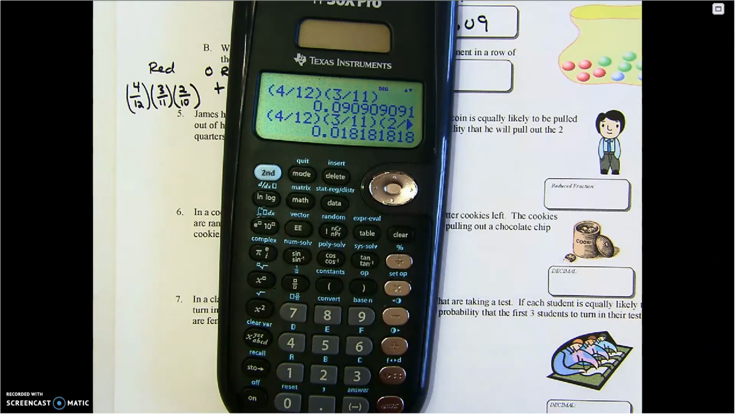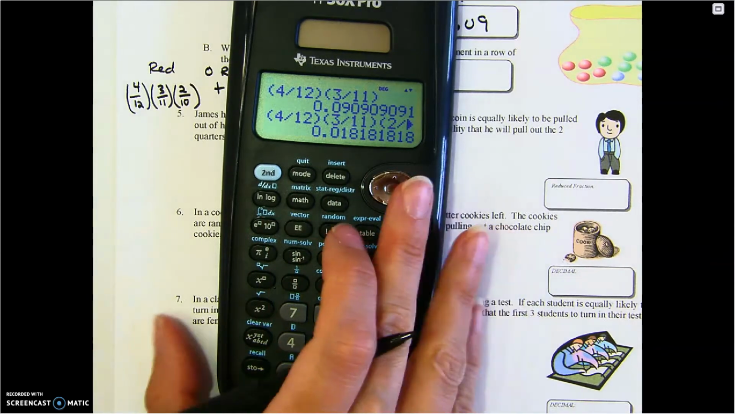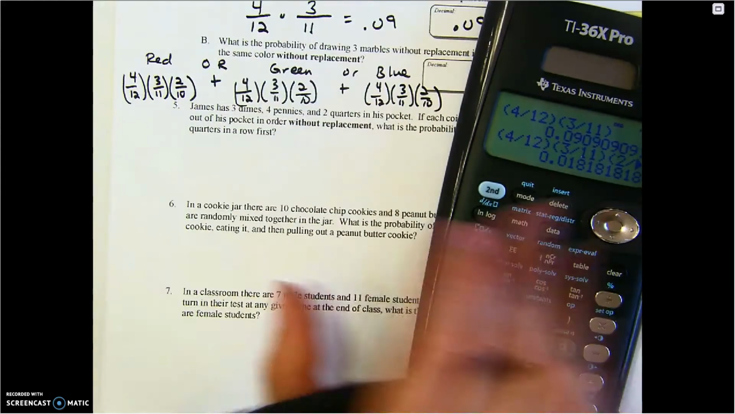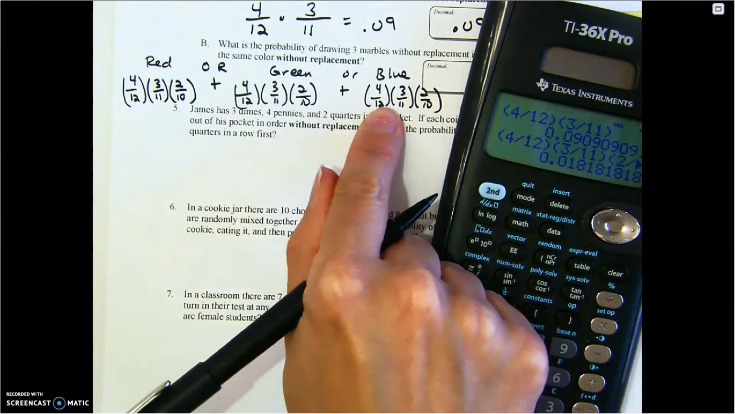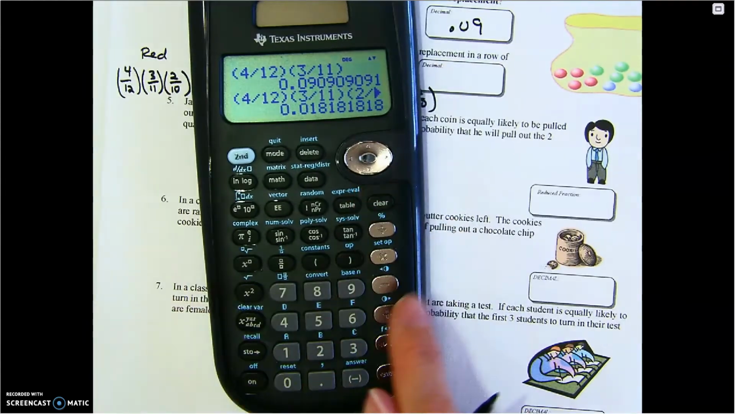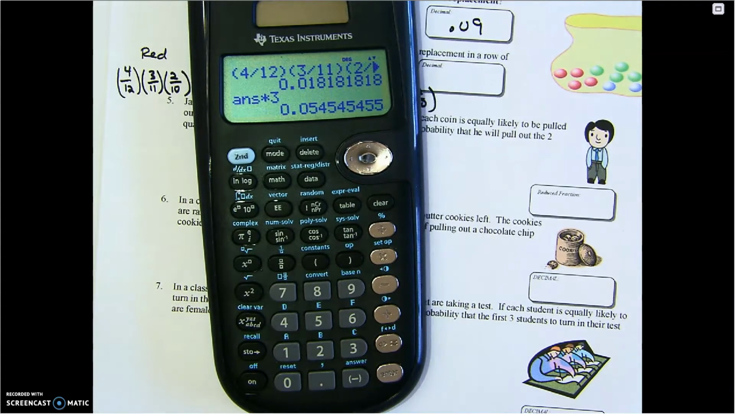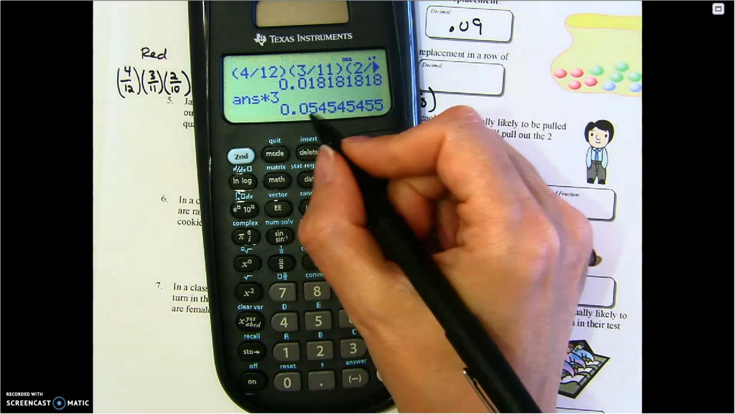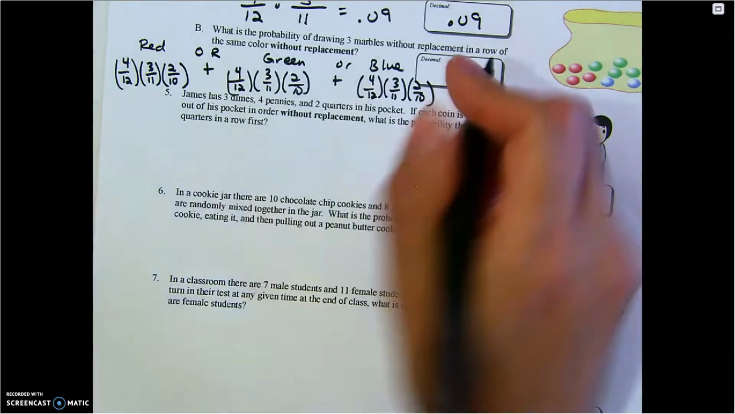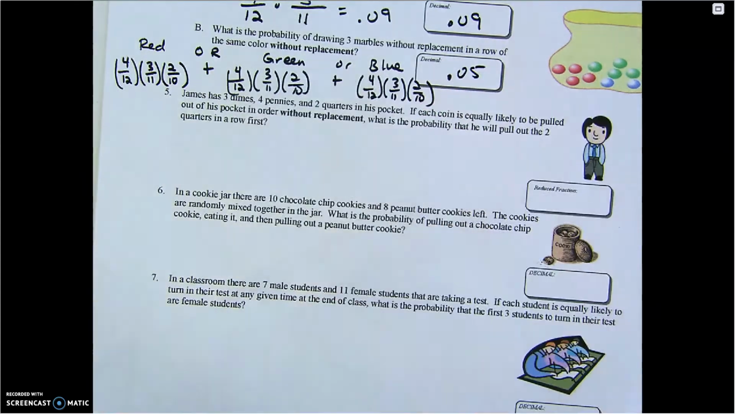And so that's 0.018181818181, and that's going to be the same decimal here and the same decimal here. So I'm going to go ahead and multiply this by 3. All right, we got 3 of those. So our probability total is 0.05. So there's a 5% chance of getting 3 of the same color in a row.